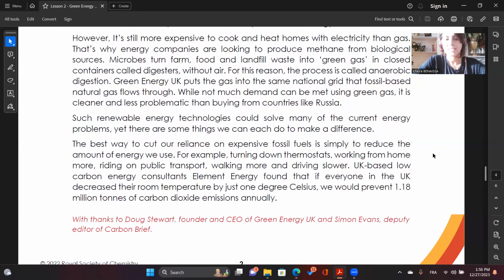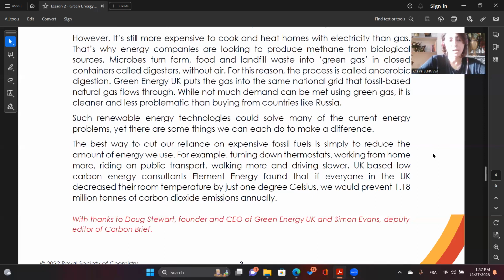Such renewable energy technologies could solve many of the current energy problems, yet there are some things we can each do to make a difference. The best way to cut our reliance on expensive fossil fuels is simply to reduce the amount of energy we use daily. For example, turning down the thermostat, working from home more, riding on public transport, walking more and driving slower.